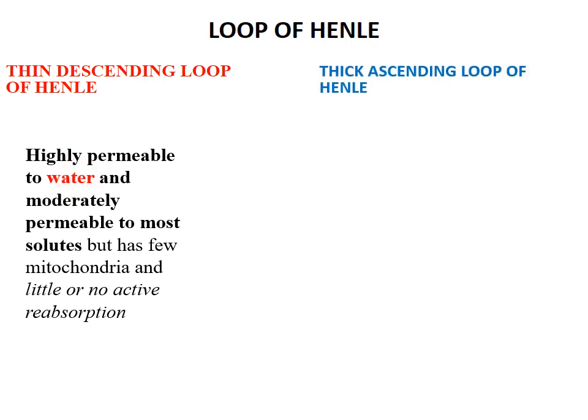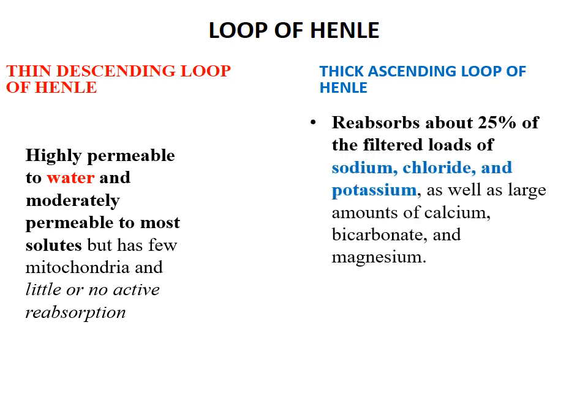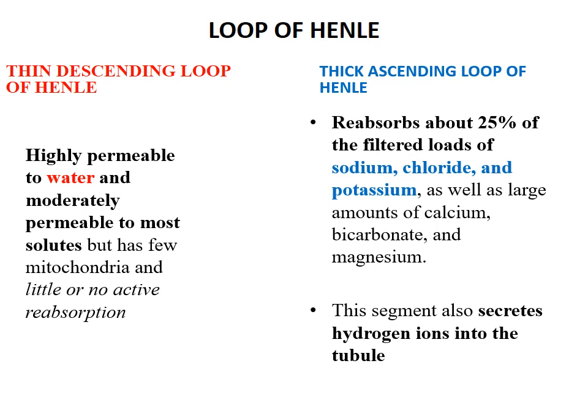The thick ascending limb of loop of Henle reabsorbs about 25% of the filtered load of chloride, sodium and potassium, as well as large amounts of calcium, bicarbonates and magnesium. This segment also secretes hydrogen ions into the tubules. So here you need to remember that there is a difference between the thin descending loop of Henle, which is highly permeable to water, but this one is not permeable to water. This is permeable to the solutes. Thick ascending limb is permeable to the solute, not to the water.